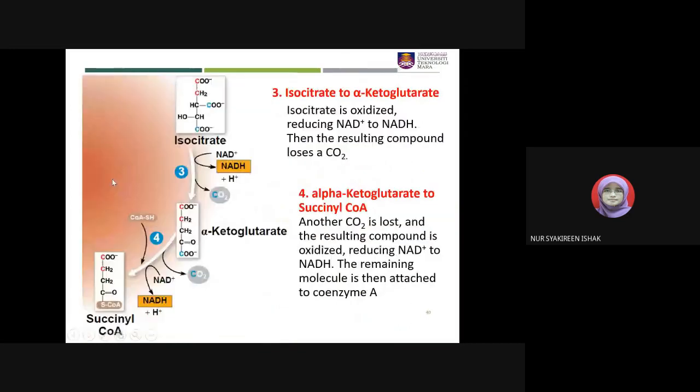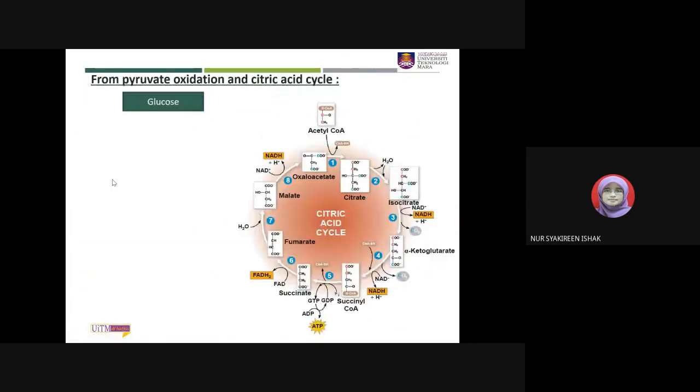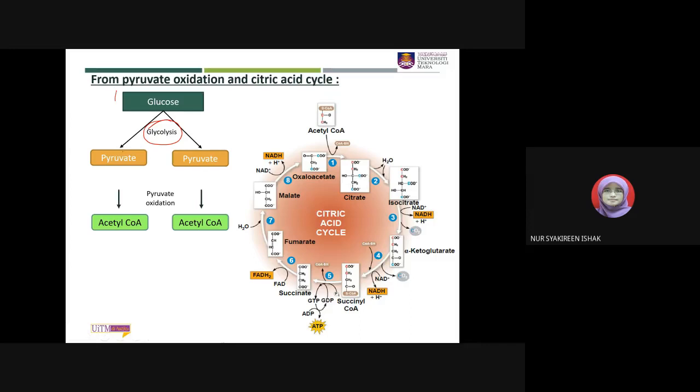So these are the detailed reactions. Saya dah explain. So as a summary for citric acid cycle, awak kena tengok balik daripada proses glycolysis. So glycolysis uses one molecule of glucose that breaks into 2 pyruvate. Okay, 2 pyruvate. And then from 2 pyruvate undergo link reaction or pyruvate oxidation to produce acetyl-CoA. So setiap satu ni akan masuk dekat citric acid cycle. So setiap cycle akan menghasilkan 3 NADH, 1 FADH2, 1 ATP.